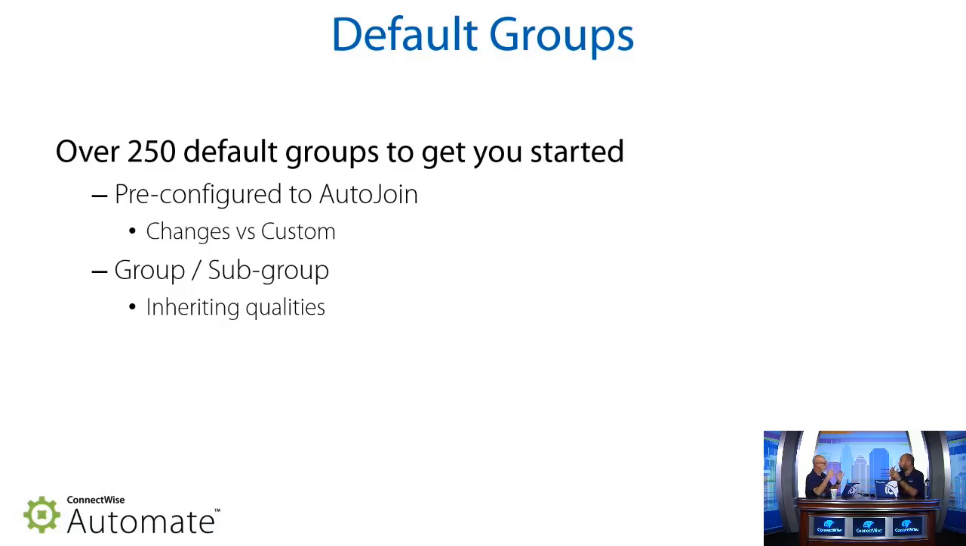Because in Automate, multi-tenancy, being a member of more than one group, is an established fact. Absolutely. Every computer is a group member of multiple groups. Yeah, just by the very nature of how our group structure is. It's going to be in that all agents group. It's going to be in a client group if you have that associated with it, and also a location group if you have that set up as well. Yep.